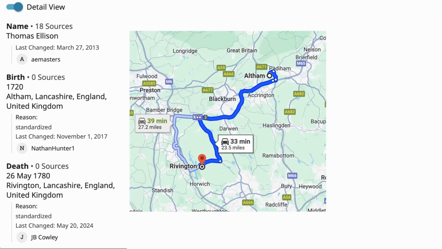Okay. And so the question is, how far is it from Altham to Rivington? It turns out it's about 23 miles. Is Rivington a bigger place or a smaller place? The way the world works is that people move from smaller places to bigger places to get more job opportunities. So there's a real question here because this is 23 miles. And we may very well have picked up the second person by the name of Thomas on a parish register in the 1780s for a death record.